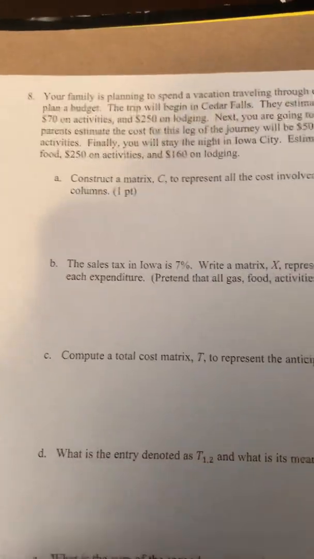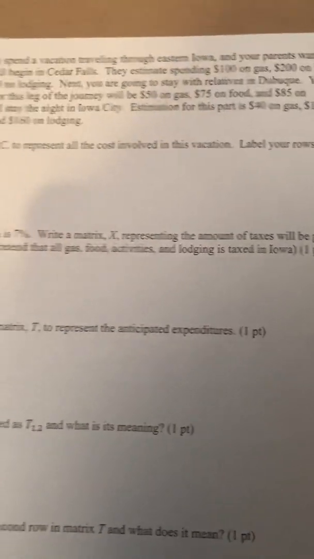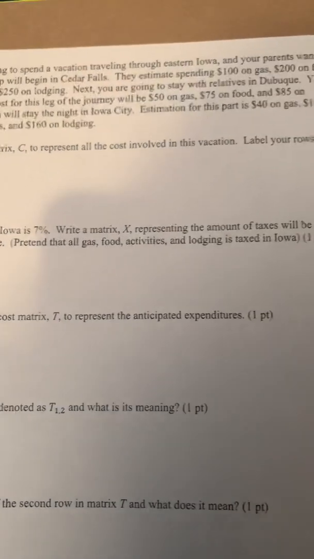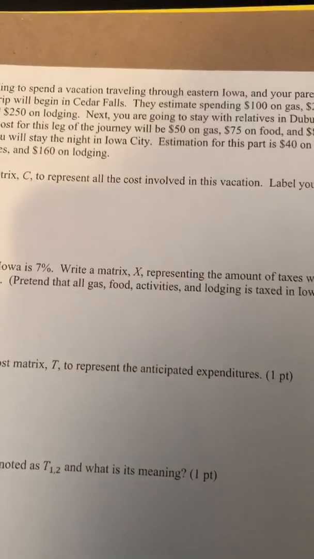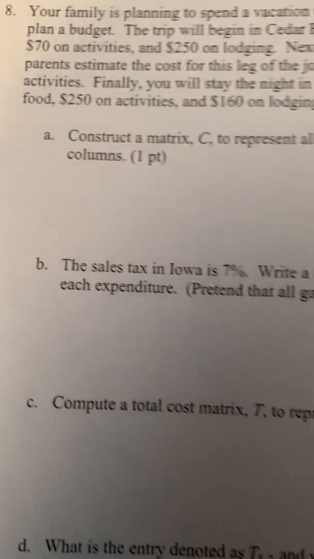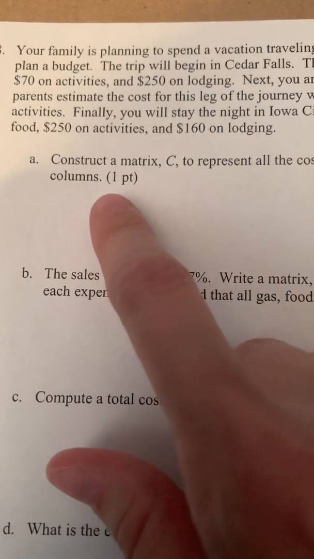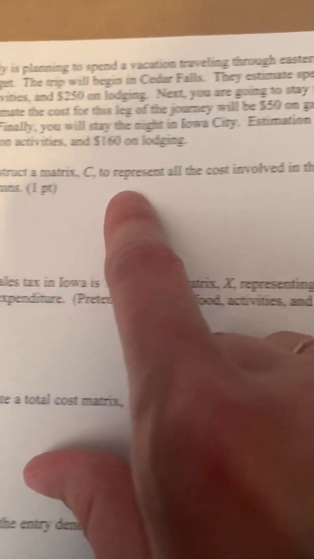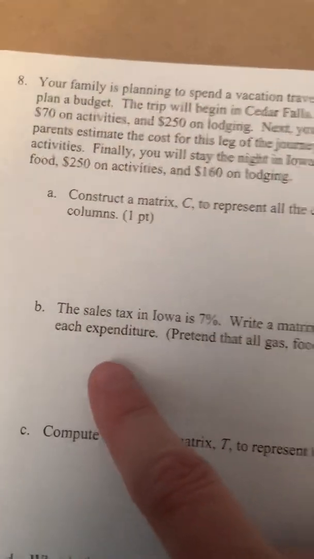All right, so the number 8 here at the top says, your family is planning to spend a vacation traveling through eastern Iowa, and your parents want to plan a budget. And they talk about the towns that you go to. They talk about spending money on gas, on food, activities, lodging, and so forth. So you read through and you see there's different cities and different amounts for different costs: gas, food, lodging, activities. But then it says construct a matrix to represent all the cost involved in this vacation. Label your rows and your columns.